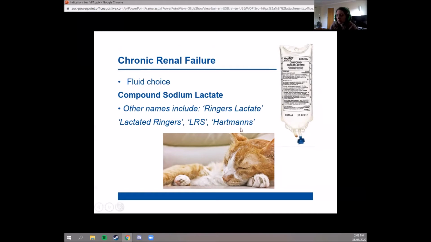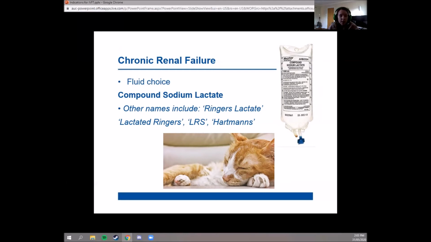But just be prepared if you're in clinic to know exactly what the vet is talking about when they ask for Hartmann's or LRS. You know that's compound sodium lactate. So for a patient who has been diagnosed with chronic renal failure, often urine output is really high, vomiting is present, and as a result, they are severely dehydrated. So Hartmann's, this fluid choice works to correct severe dehydration. So this would be a suitable choice.